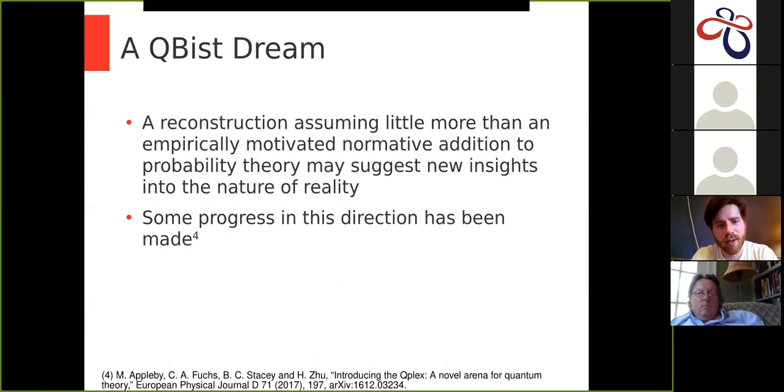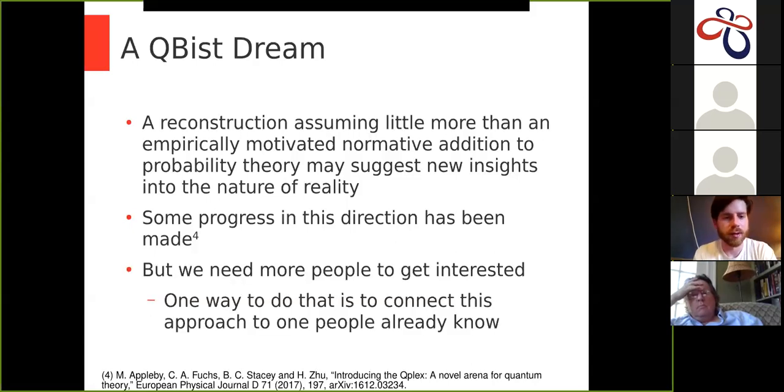Some progress in this direction has been made, and by in this direction, I mean some progress has been made in throwing away assuming anything about quantum mechanics and seeing how much of it you can get just from the idea that a physical theory is a different empirically motivated normative addition to probability theory. So you can see this paper called Introducing the Q-plex. But in the end, we really do need more people to get interested in this whole program.